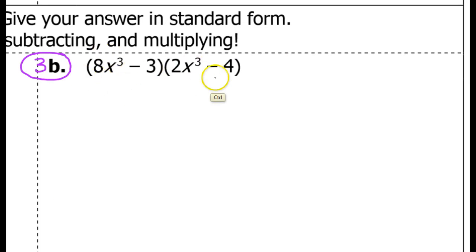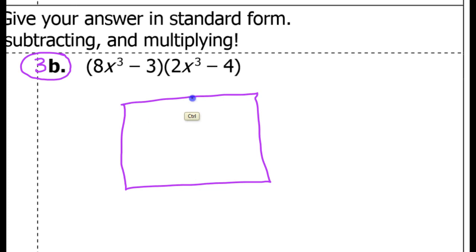3B is another multiplication problem. Here we have a binomial times a binomial. So these are the ones where we do the distributive property twice. But you know what? There's another way to do it. That's called the box method. So I think I might show the box method this time. So the box method works like this. Alright, the box method of multiplication.